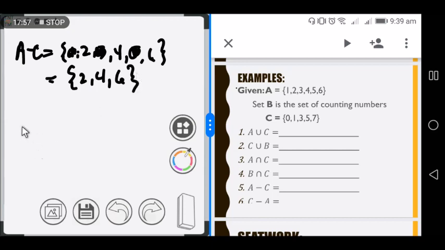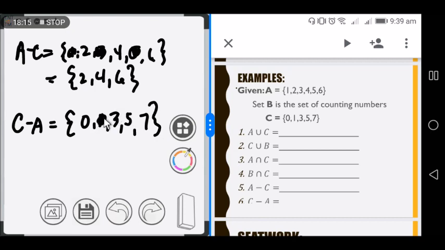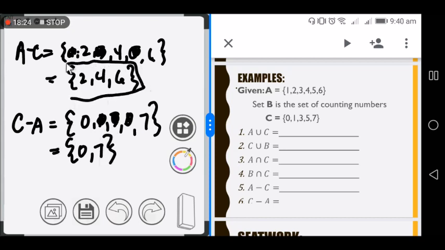Sunod, number 6, C minus A. Okay, C minus A. So, kung ano yung parehas sa C at A, tatanggalin natin. So, ang parehas lang ay 1, 3, 5. So, kung ang C ay 0, 1, 3, 5, 7, tatanggalin mo itong tatlo. Ang matitira ay 0, 7. Okay, ayan. Hindi na natin nalagyan ng box yung iba.